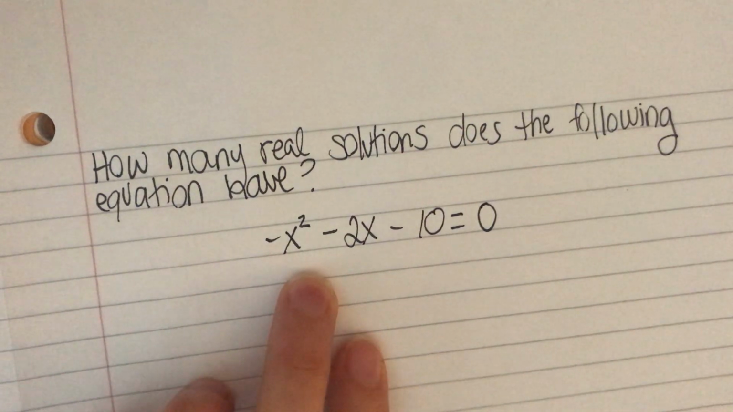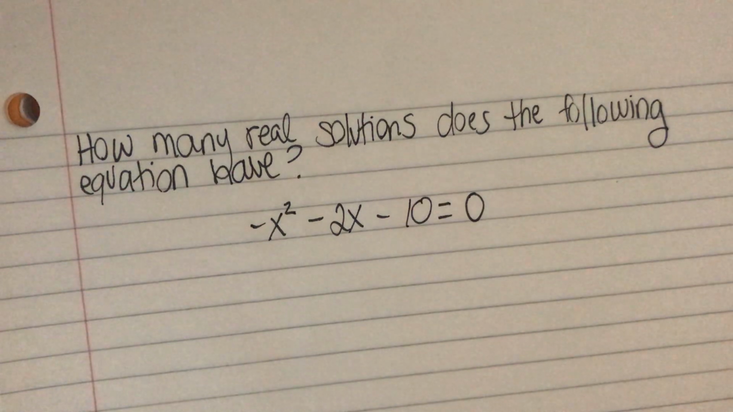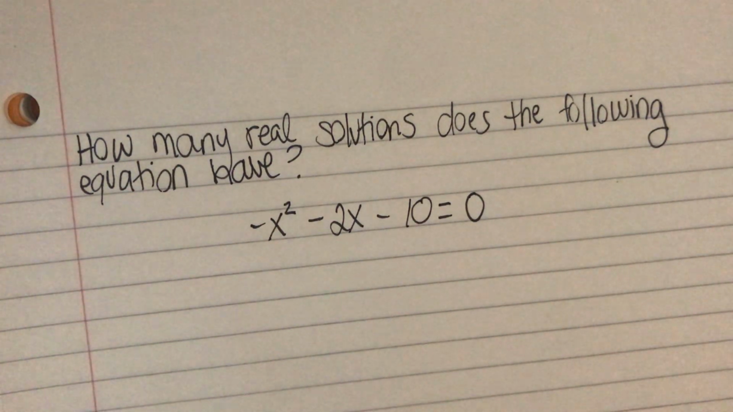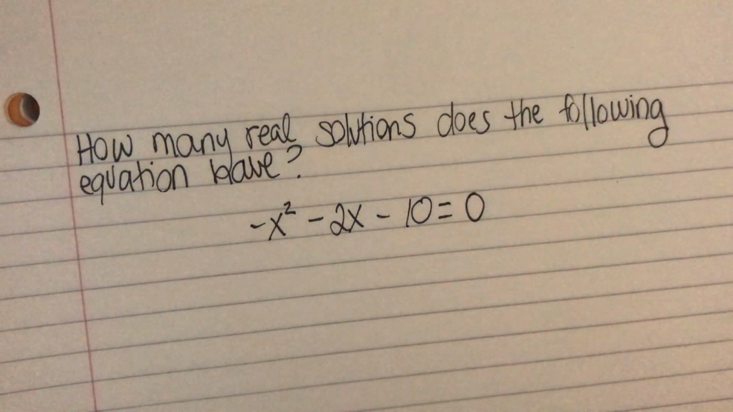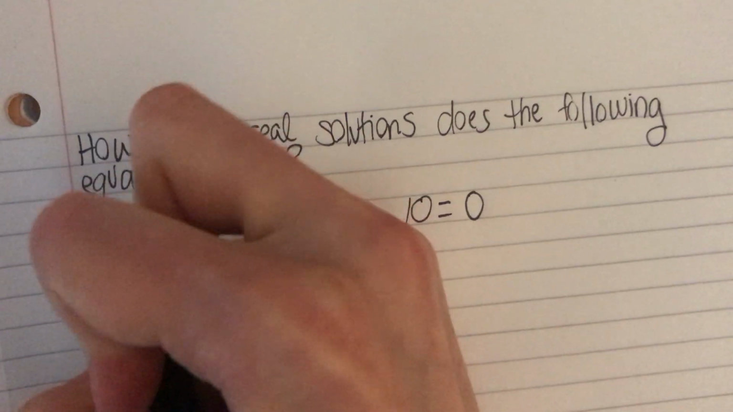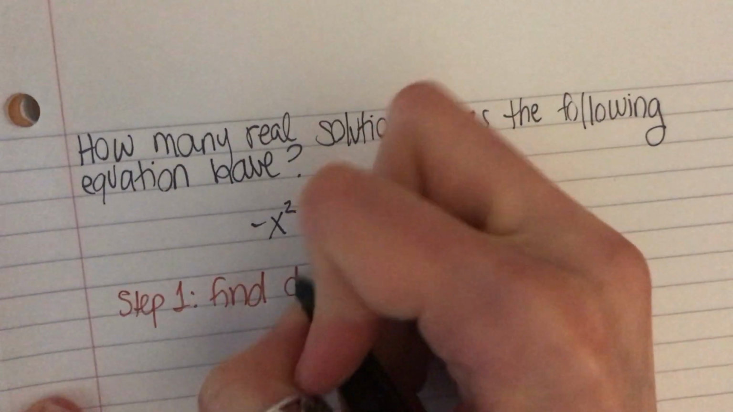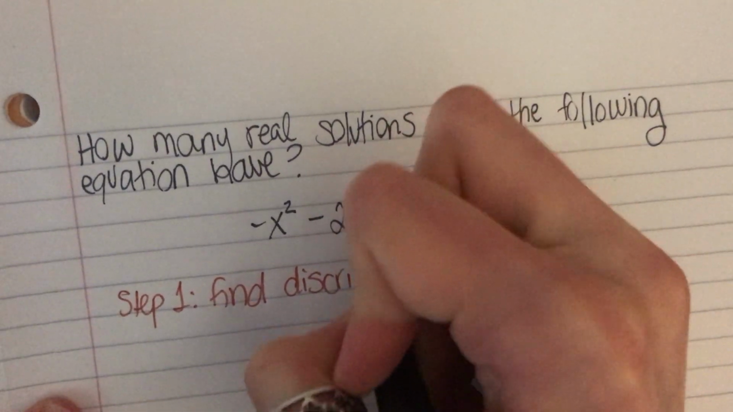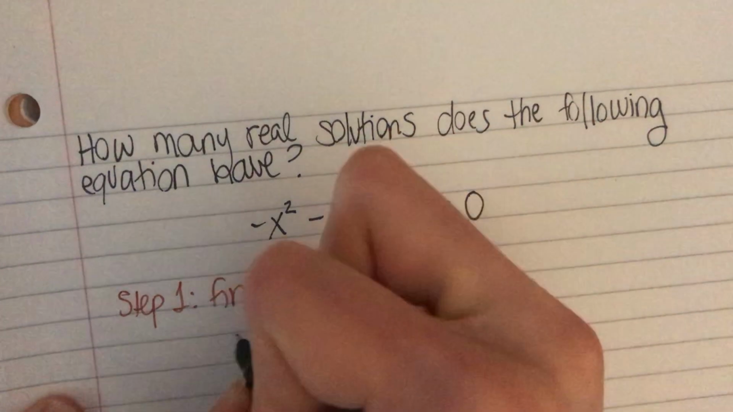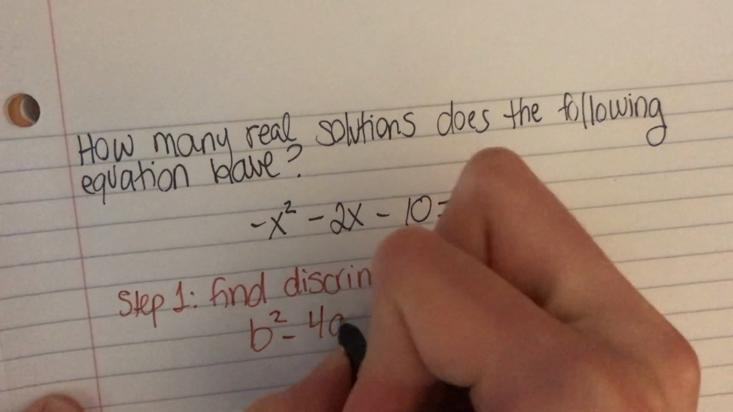So we're asked to figure out how many solutions this problem has. It's not asking us what the solution is. It's asking us how many solutions there will be. So what we're going to do is find the discriminant. That's going to be step one. And again, this is what we did in the first practice problem. We can calculate the discriminant using b squared minus 4ac.